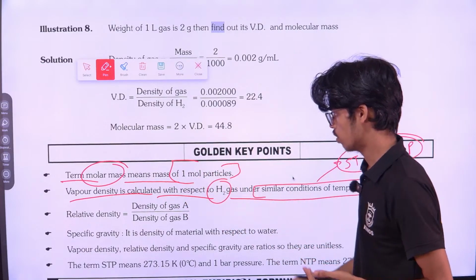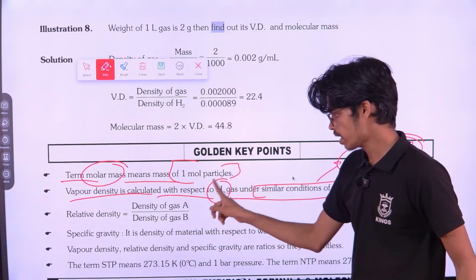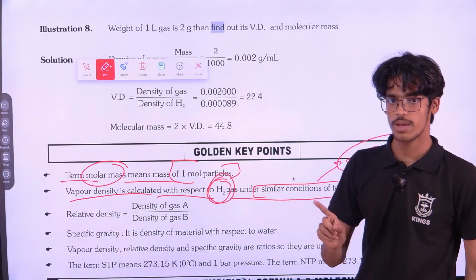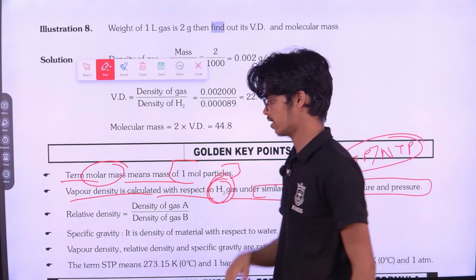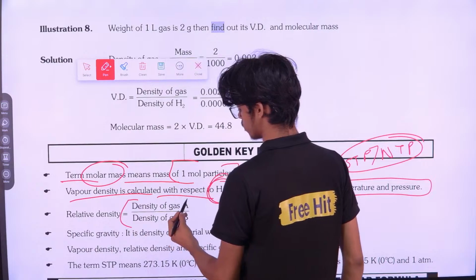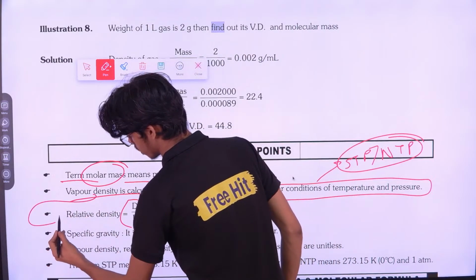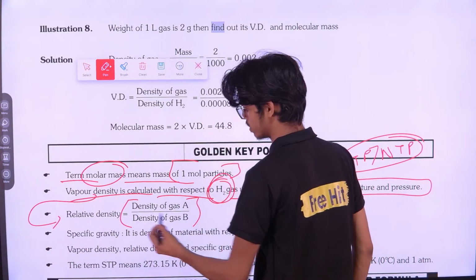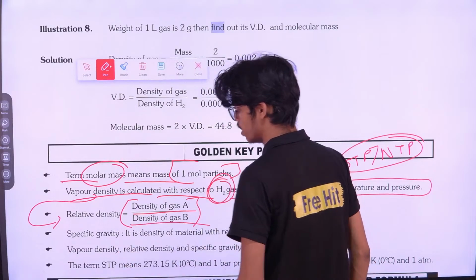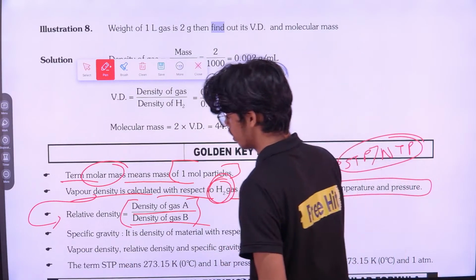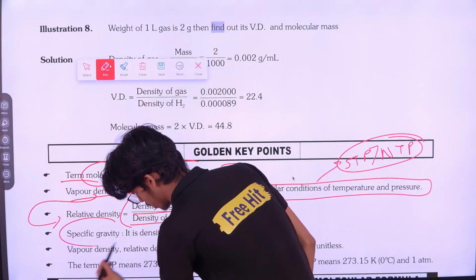So vapor density is calculated with respect to hydrogen gas. It means it is not absolute density, it is relative density. So relative density is equal to what? As I told you, vapor density is relative density. And what is relative density? It is density of gas A compared to gas B. That is it.